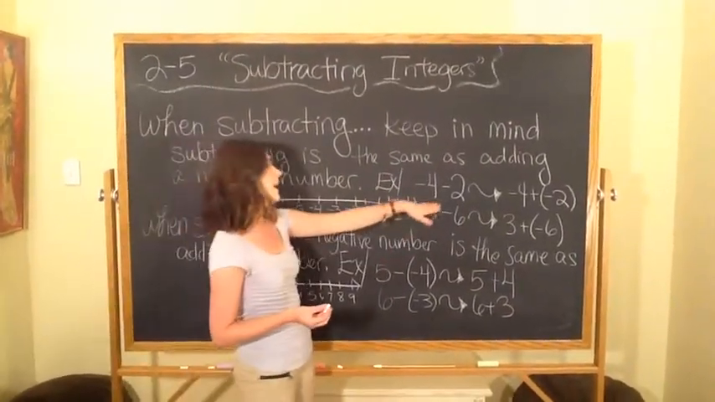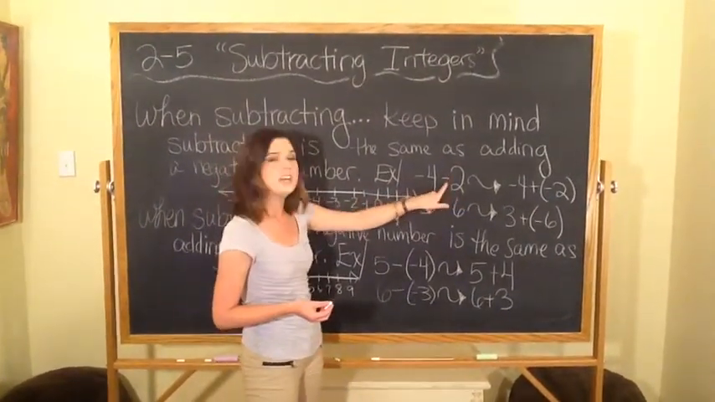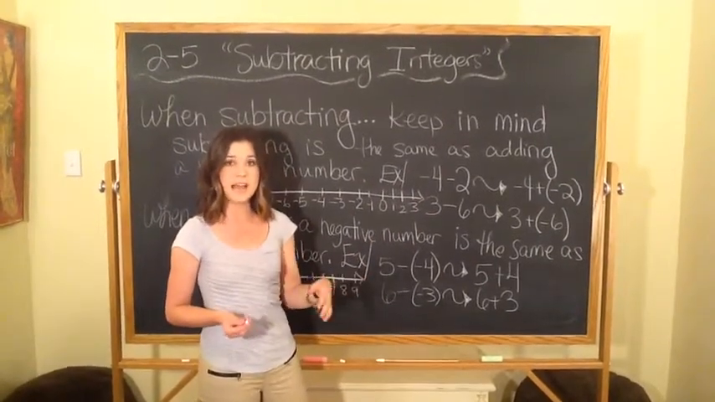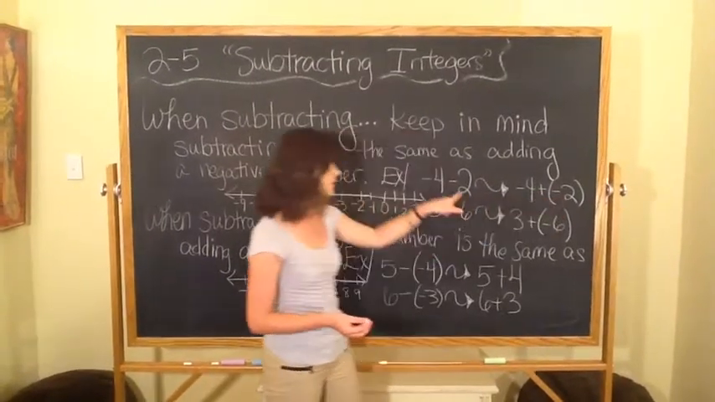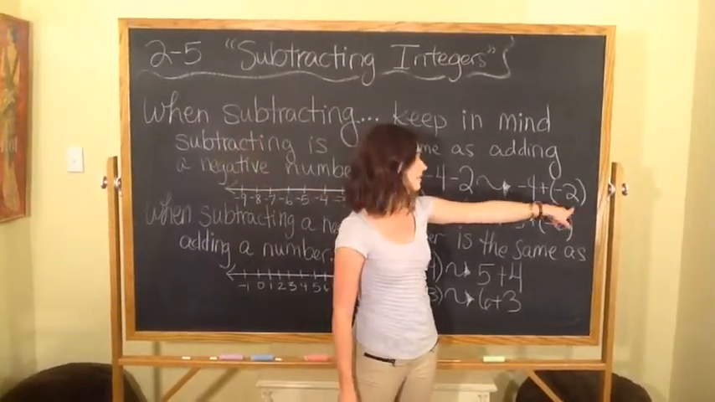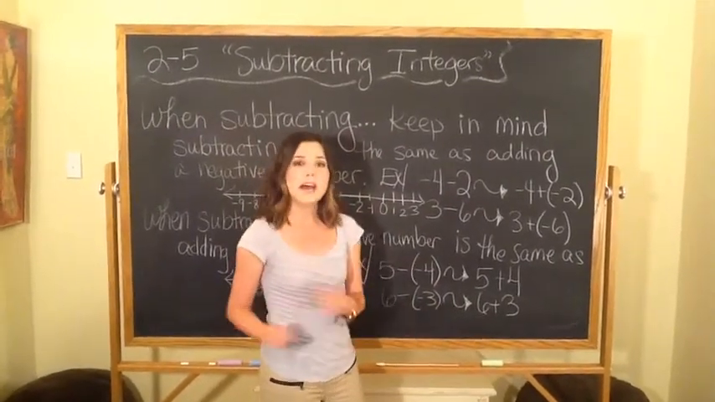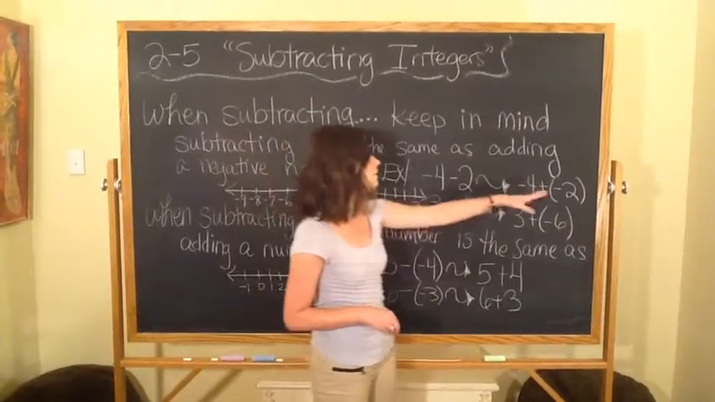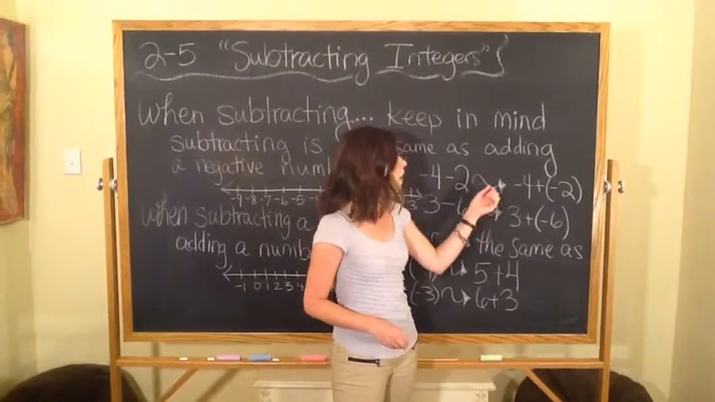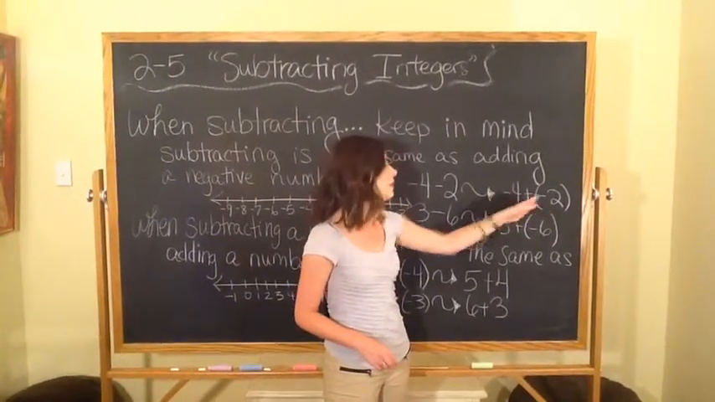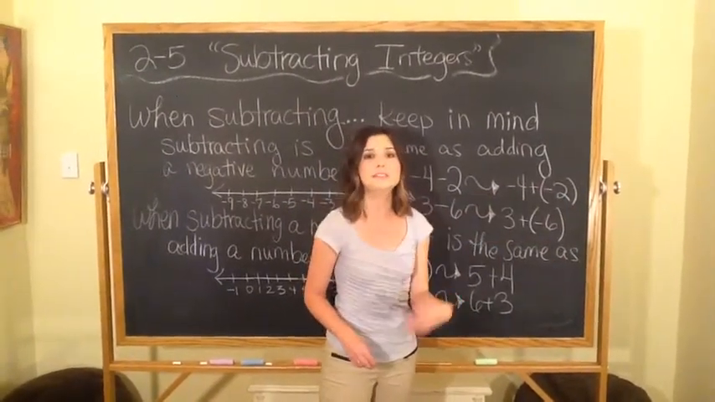The first rule says that if you have -4 minus 2, since subtracting a number is the same as adding a negative, we could do -4 plus -2. Now, you might think, why on earth would we have to do that? But the last lesson we did was adding integers, so now we use the same rules. When you're adding two negatives, we add them together and keep the negative sign. So -4 plus -2 gives us -6.